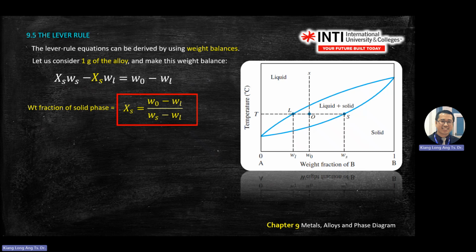Is B component. Solid. It's only B. No. It asks you how many percent is in solid. In this one you have liquid, solid, right? Don't confuse between A and B. It asks you about phase. Understand?